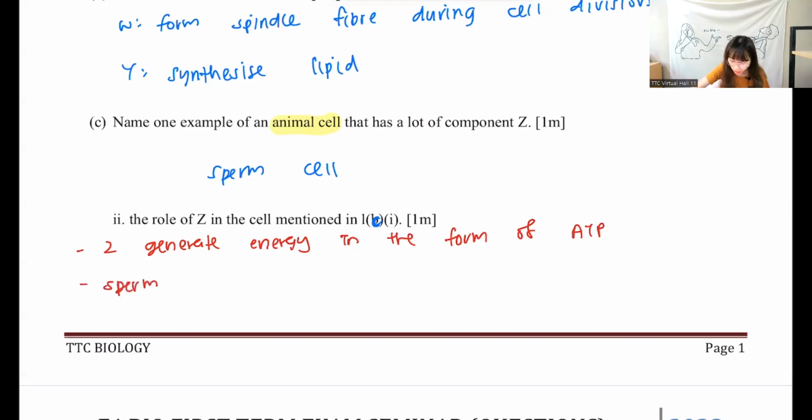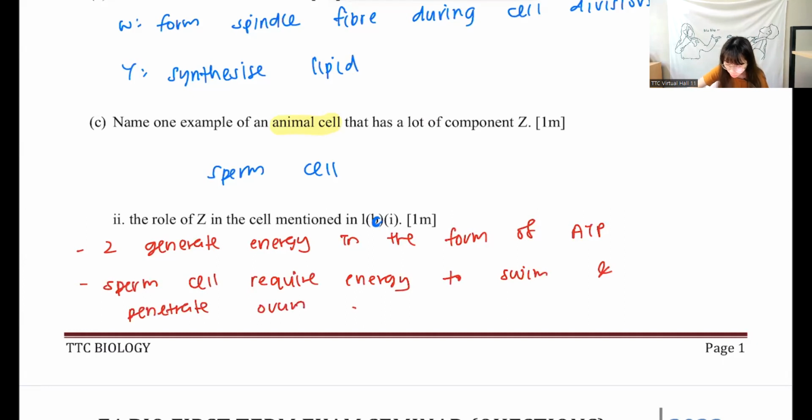So you can say sperm cell requires energy to swim and penetrate ovum during fertilization.